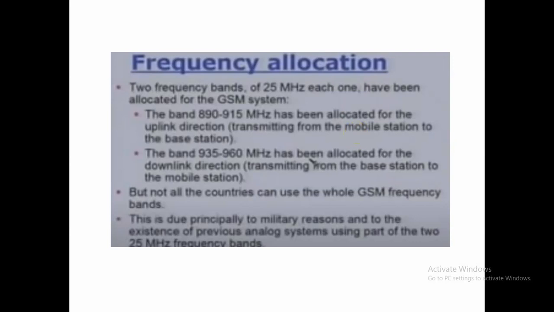So whenever you get a time slot in the TDMA, you send out a burst which could be any of these types. Let us go back to the frequency allocation plan. We know already that two frequency bands of 25 megahertz each have been allocated in GSM: 890 to 915 as discussed before, and 935 to 960 megahertz. But not all countries can use the whole GSM frequency bands. This is done principally for military reasons.